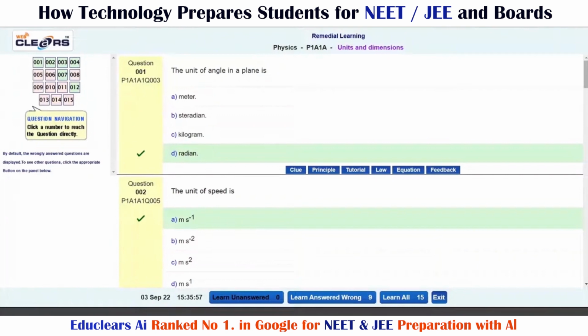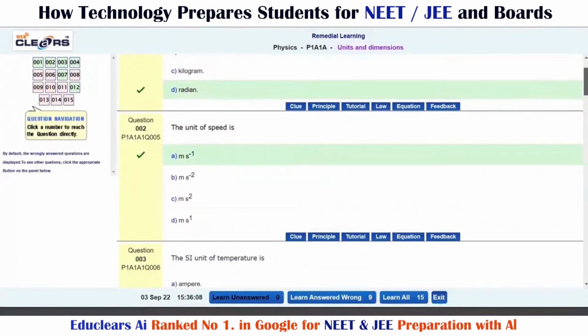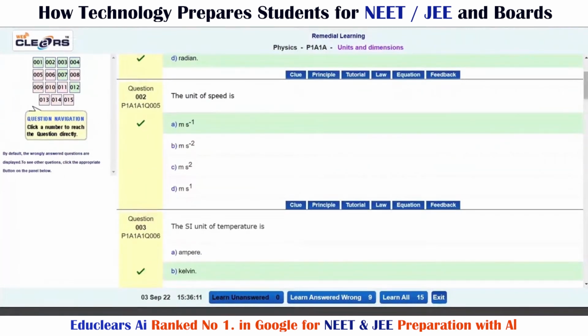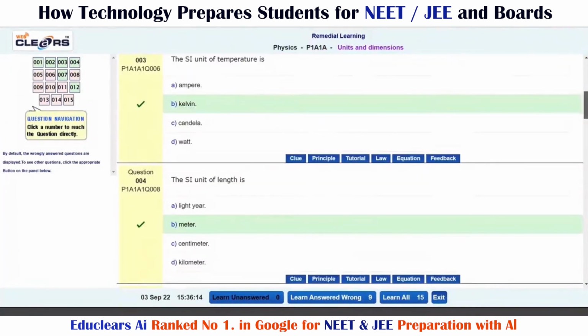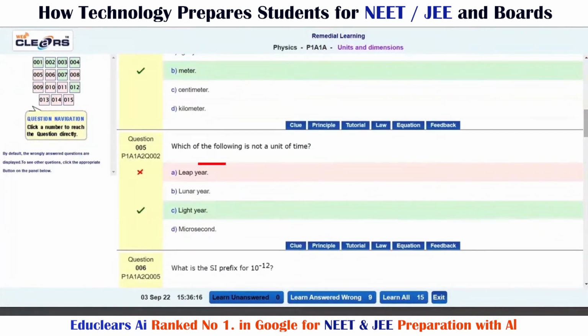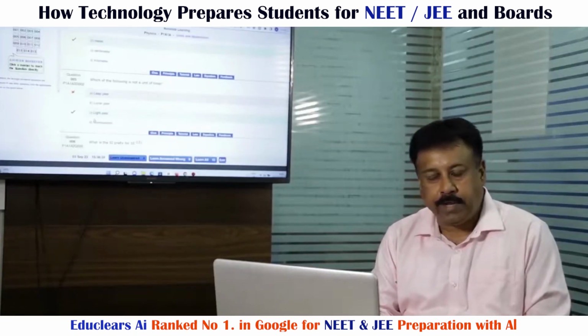Here, all the questions are being displayed. If the student has correctly answered a question, it will be highlighted in green. If the answer is wrong, the right and the wrong answers are both being displayed. We not only show the correct and the incorrect answers, we also help the student in explaining the answers. Let's see the steps how we do it.